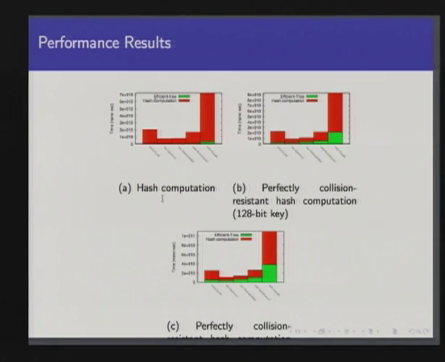So here we have three graphs. This hash computation is for the standard hashing scheme for graphs, and then there are these two graphs. They deal with the perfectly collision resistant hashing scheme for graphs, where we generate and add another key. When we generate a random key, that random key has a length. So here we have two experiments where one key has length 128 bits and the other key has length 256 bits. So we can see that as we increase the key length, the efficient tree computation time also increases.